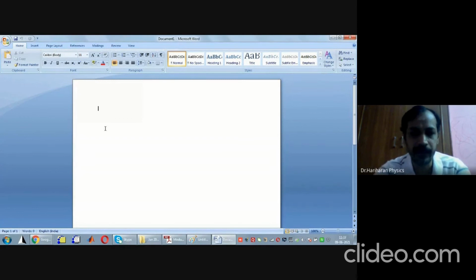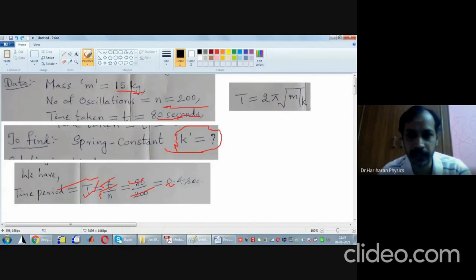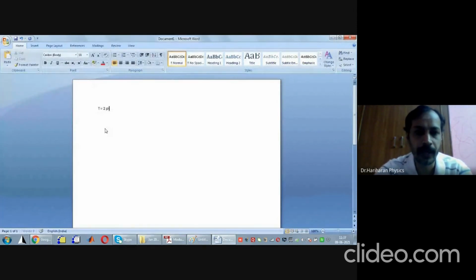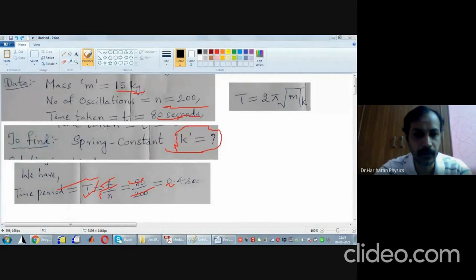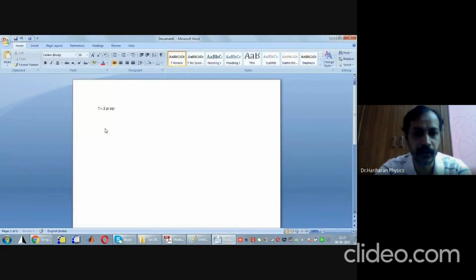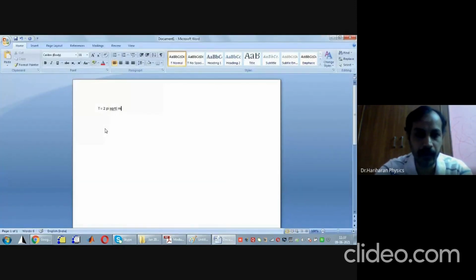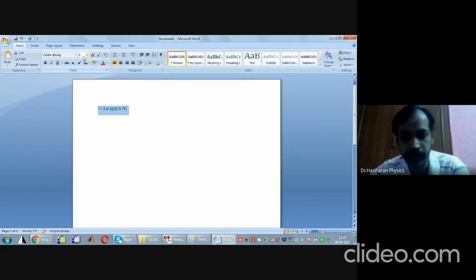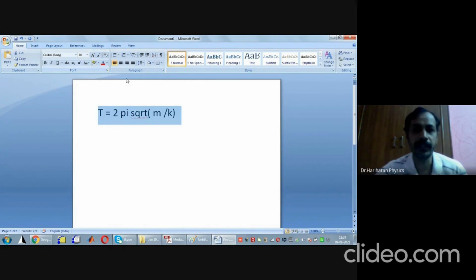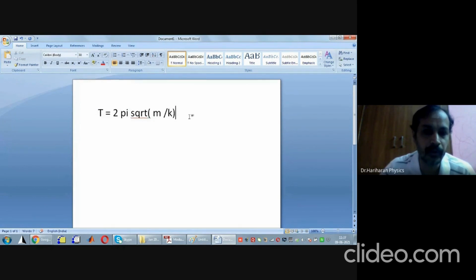Look here, what is given by capital T is equal to what? 2 pi, 2 into pi. I will increase the font size. 2 pi into square root, I will write it as SQRT, square root of m by k. Small m divided by k. I'll close this bracket. Understand, when we work it out, it will take only 2 minutes. If I increase the font size to say 30, what is the time period given by? Time period is given by T is equal to 2 pi into square root of m by k.